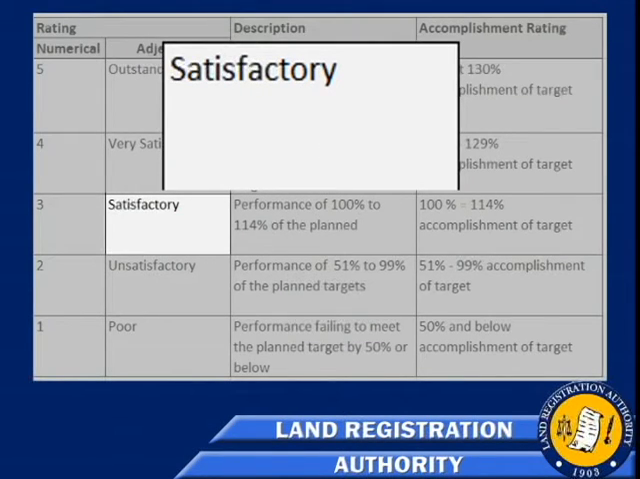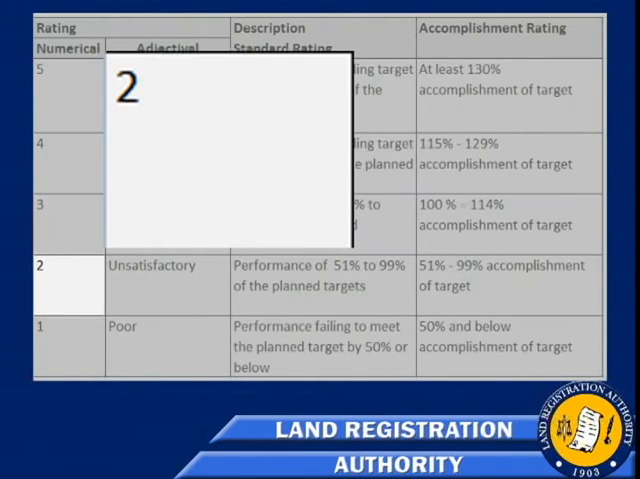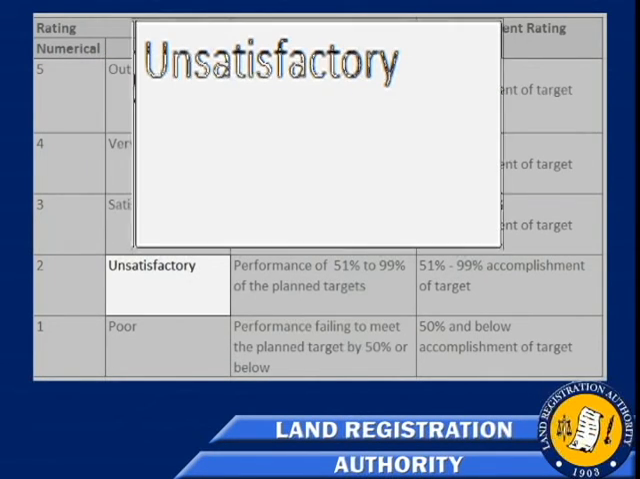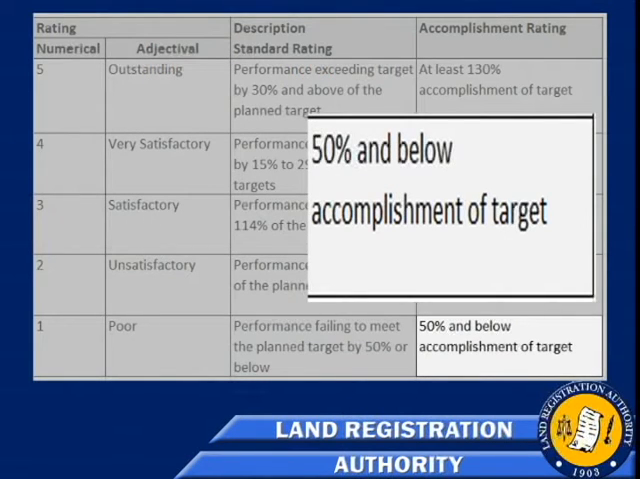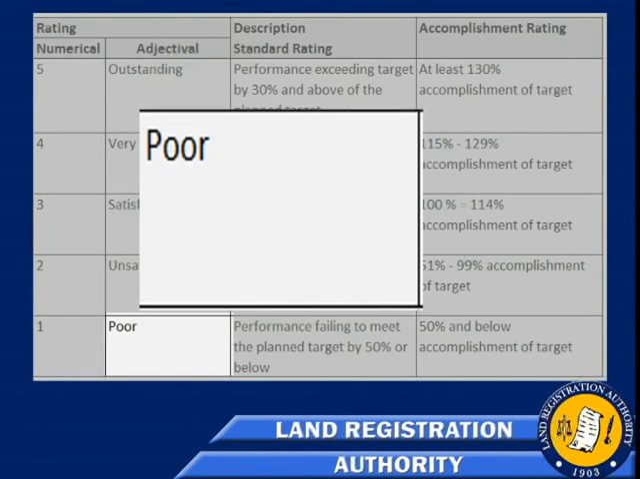If the accomplishment rating is 51% to 99% of target, the numerical rating is 2 and its adjectival is unsatisfactory. If the accomplishment rating is 50% and below of target, the numerical rating is 1 and the adjectival is poor.